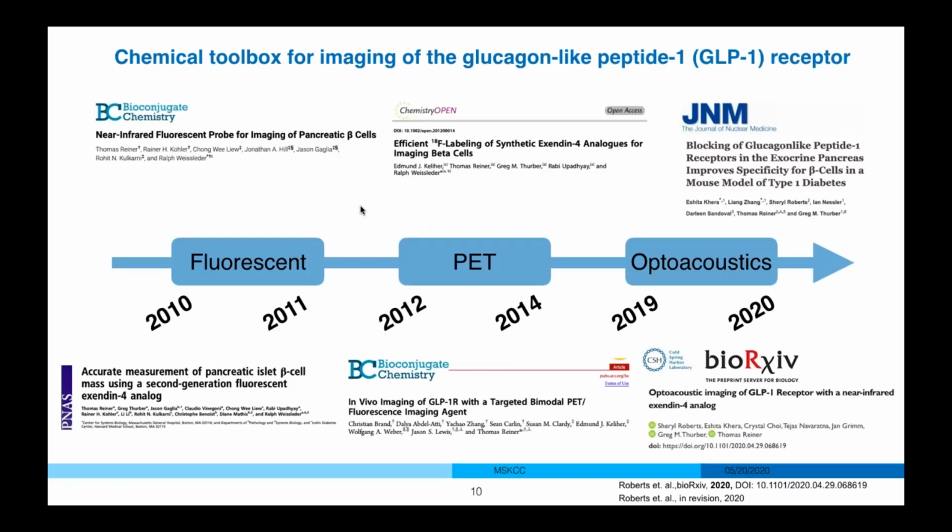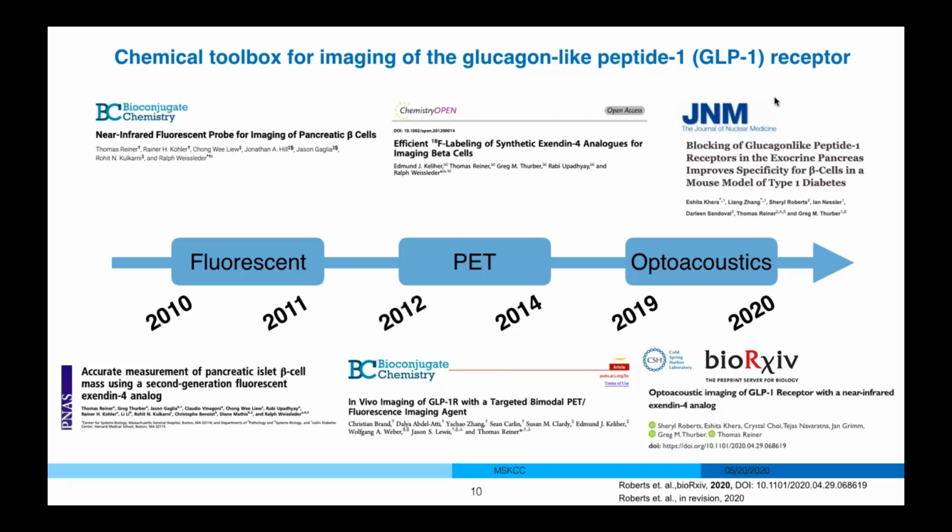And in the last few years, we have been imaging the glucagon-like peptide 1 receptor in our lab, headed by my mentor, Thomas Reiner. We have accumulated several experiences working and imaging probes for the detection of beta cells. These studies span from fluorescence, as you can see here, to PET, and also PET-fluorescent multimodal imaging, such as this bioconjugate paper here from my colleagues.